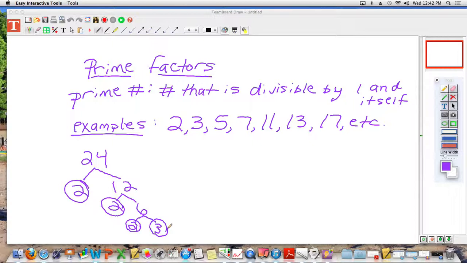So 24 can be written as 2 times 2 times 2 times 3. What does that mean? 2 times 2 times 2 is the same thing as 2 to the power of 3. And then we have a leftover 3, so we leave it as times 3. You okay with that?